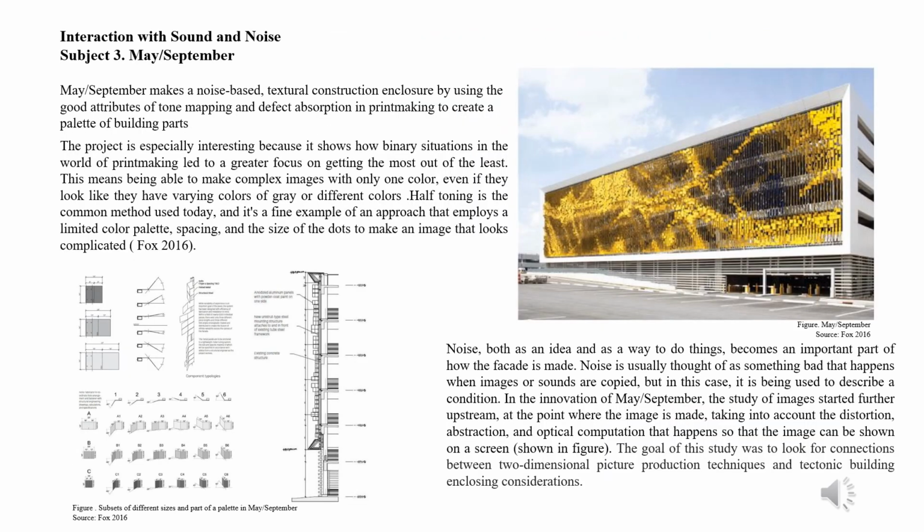Here comes our next example, May September. It is basically a noise-based textural construction enclosure, using the good attributes of tone mapping and defect absorption in printmaking to create a palette of building parts. Basically, we all know noise and sound are elements that become an important part of a building facade. These innovative ideas we can use in our industrial built form also.